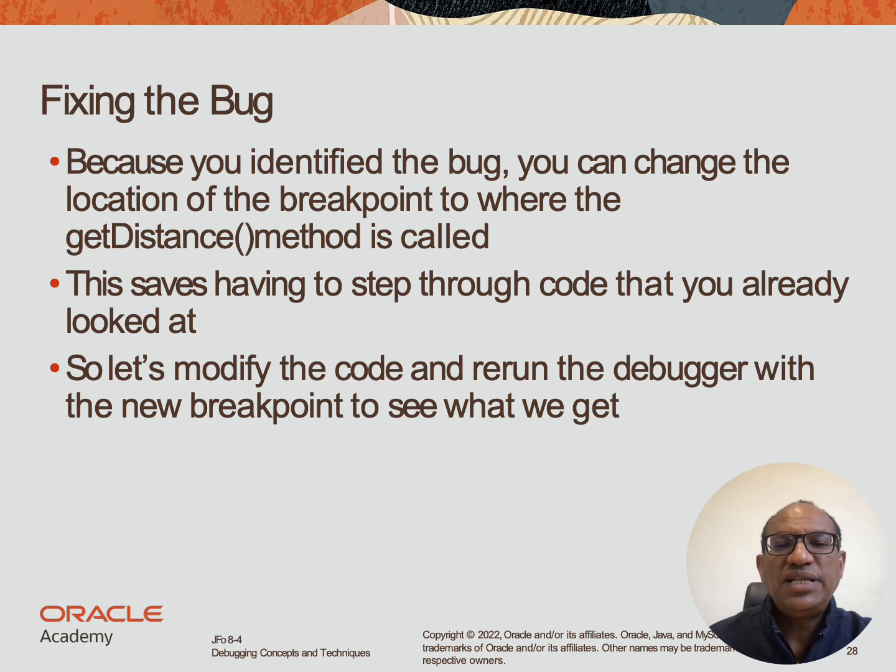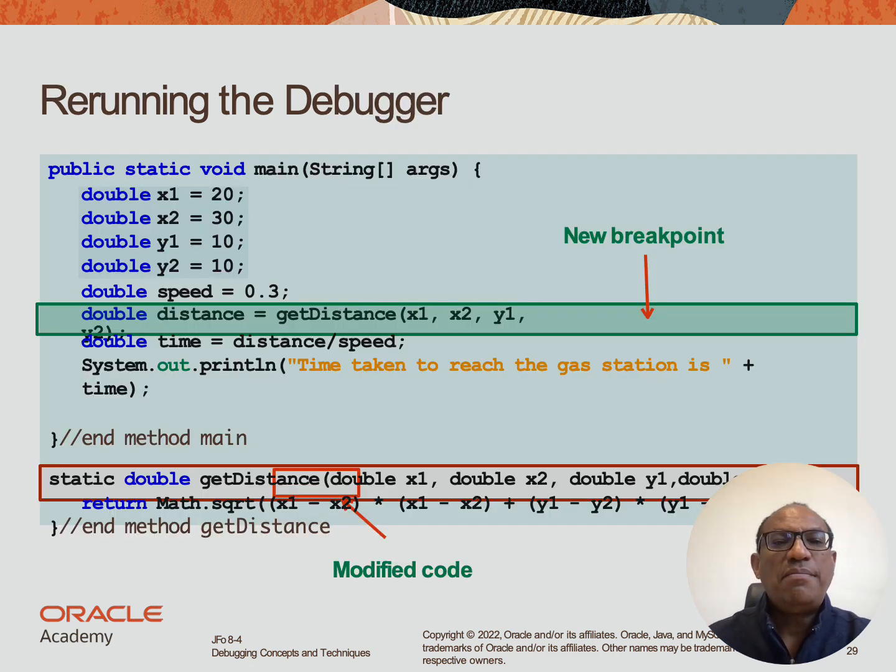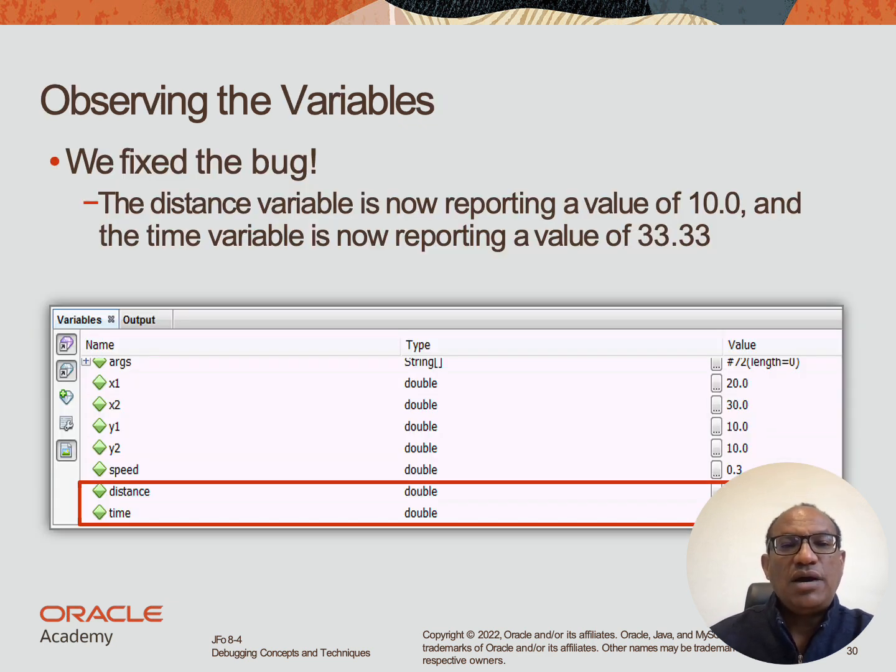Since we have found the bug, let's fix it in the code. Fix it to Math.sqrt of (x1 minus x2) times (x1 minus x2) plus (y1 minus y2) times (y1 minus y2). Now you'll see correct values in the debugger.